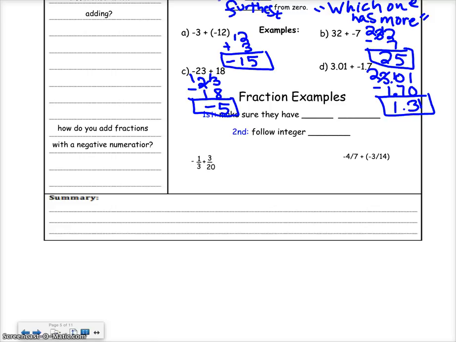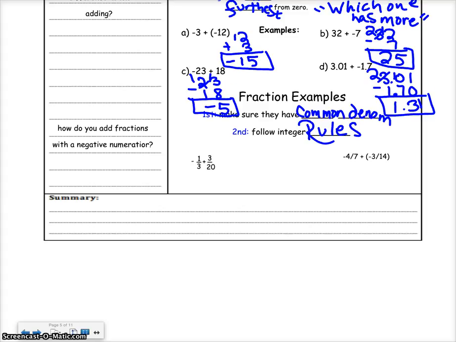Alright, so you're going to be dealing with normal integers. You're going to be dealing with decimals. And you're also going to be dealing with fractions. Just don't forget, they have to have a common denominator. I'm just going to say denom. And then you'll follow the integer rules.